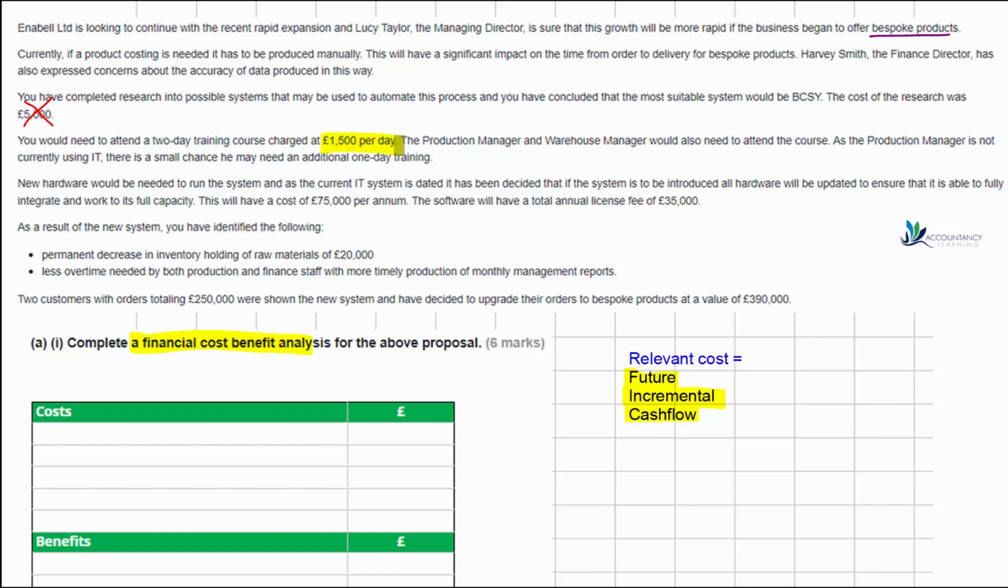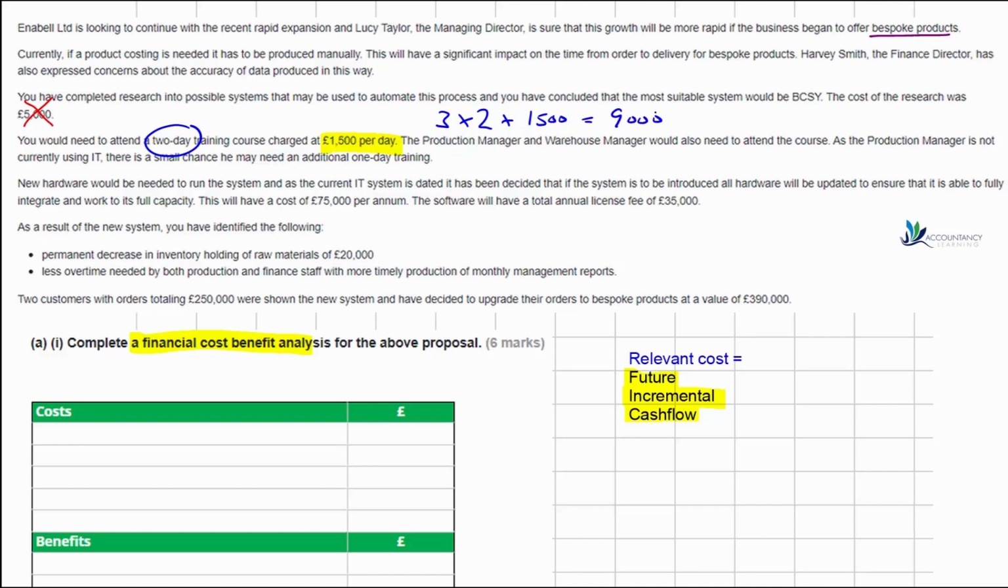So the production manager and warehouse manager would also need to attend the course. So actually there's going to be 3 of us doing this. There's me, the production manager, warehouse manager, there's 3 of us, and it's a 2-day course. So you need to multiply by 2, and it's going to cost £1,500 each. So that's overall going to cost us £9,000.